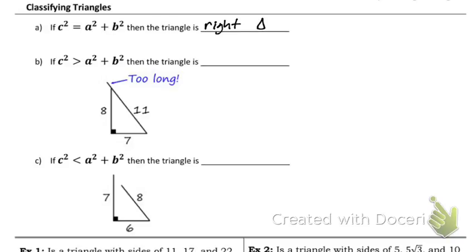Well, the next one says, what happens if while I'm solving this, it turns out that c squared is actually bigger than a squared plus b squared. What that's telling you is your hypotenuse is too long to be a right triangle. So in order to justify this being too long, you'd have to bend this out. You'd have to open it up just a little bit wider.